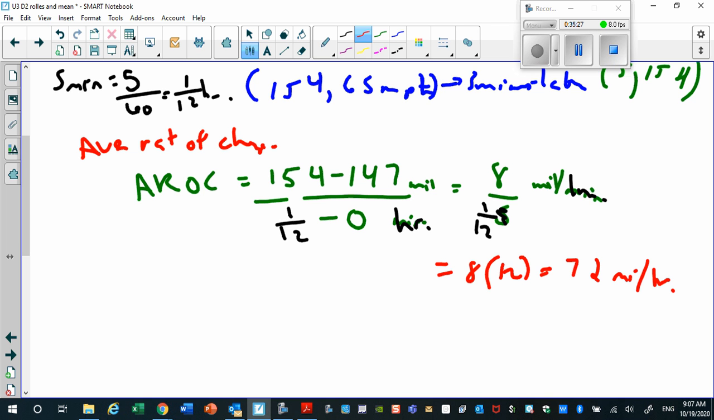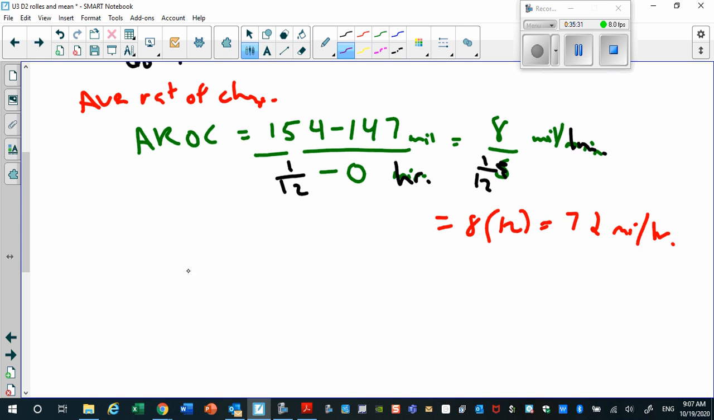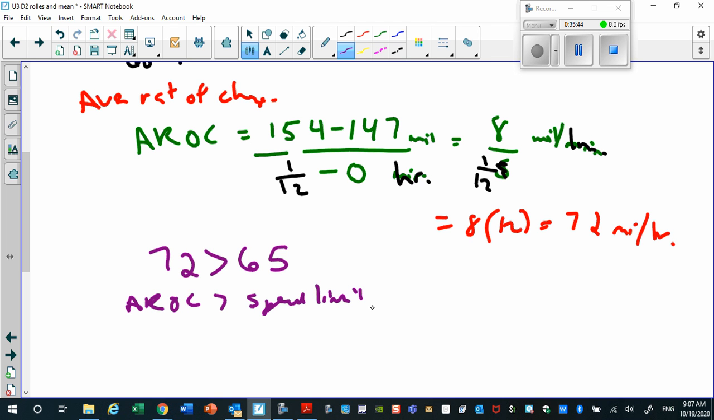So, ladies and gentlemen, we had to prove that at some point you went faster than the speed limit. The speed limit was 65. The average rate of change is greater than the speed limit, which would be the instantaneous rate of change. So, yes, you went over the speed limit.